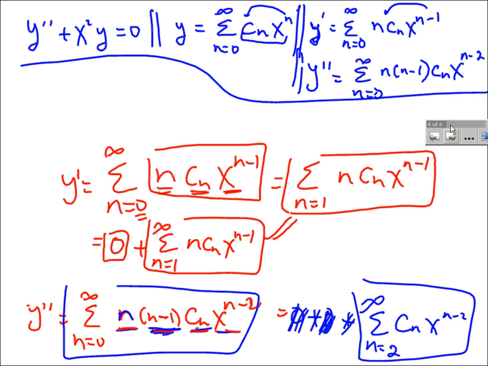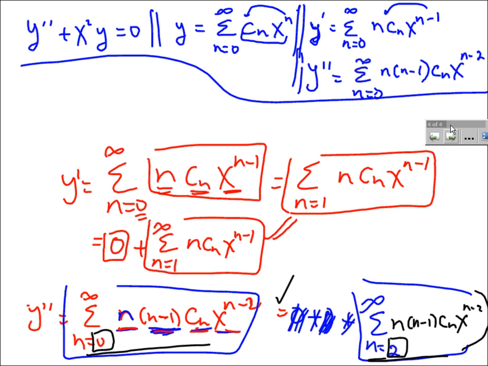Don't ask me why I didn't write down the initial factors. It's going to be n times n minus 1 c sub n x to the n minus 2. The only difference between this and that is this one starts at 0 and this one starts at 2. The reason they're still equal is only one reason: because when n is 0, this mess is 0, and when n is 1, it's 0.